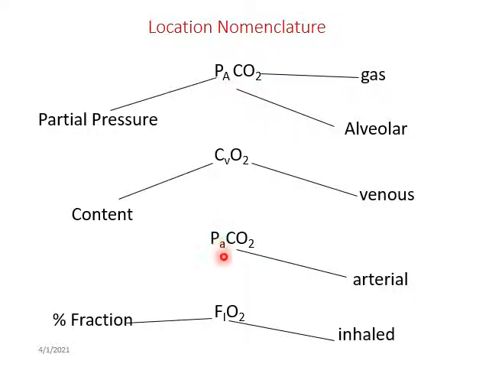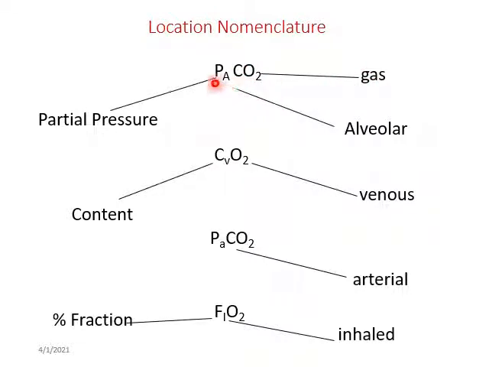These are the nomenclatures. When we say capital A, it refers to the alveoli. If we see small a, it refers to the arterial blood. P refers usually to pressure. C refers to the concentration or content. And this usually refers to the gas, the second part.